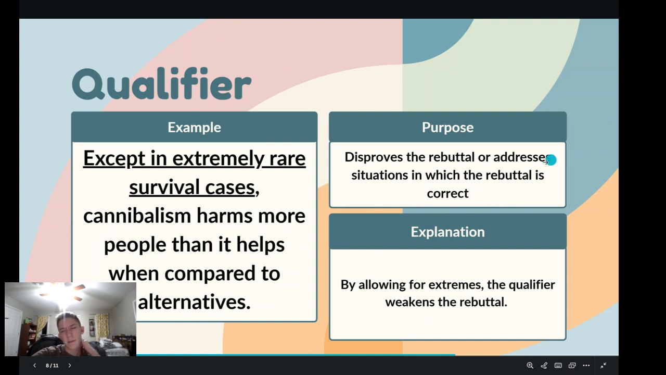So since we're talking about it more as a whole, we were able to shift this over to extremely rare cases instead of making it the focus of the argument, while still conceding that they can be right sometimes. So yeah, our explanation here, we allowed for an extreme situation, so it weakened the rebuttal, because now it's going to be much harder to defend.